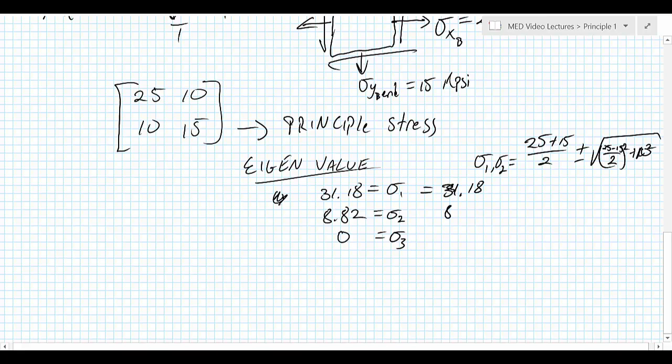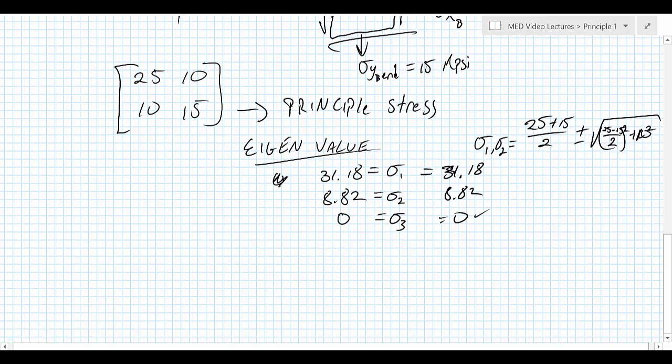31.18, 8.82, and 0. Obviously, it won't make a difference. Obviously, you didn't find a sigma 3 using this approach. So that's the one difference.